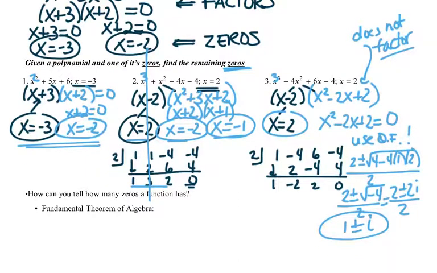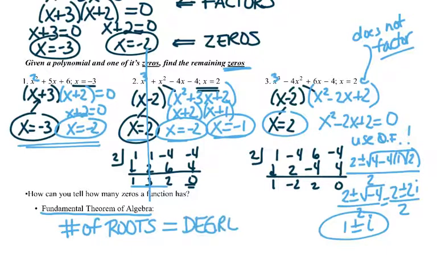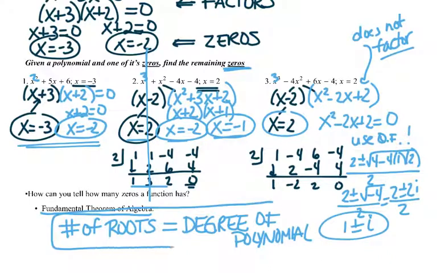So all of that can be summarized in the fundamental theorem of algebra. This is so big, but it's so simple. The number of roots is equal to the degree of the polynomial. In other words, if it's a squared, quadratic, it has 2 roots. If it's a cubic, 3, it has 3 roots.